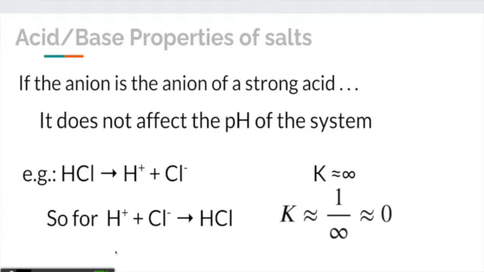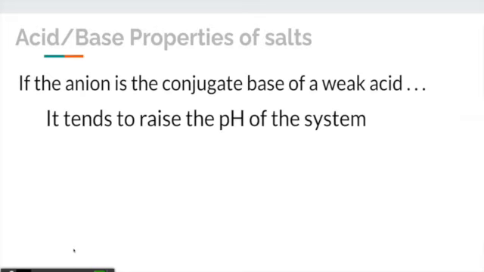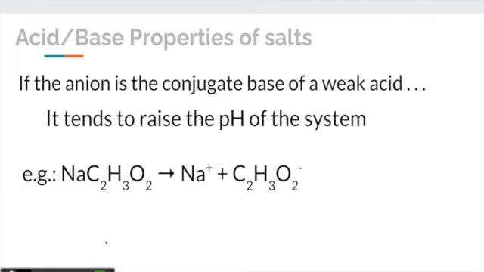So now we're looking at the effect that anions could have on a solution. If the anion is the conjugate base of a weak acid, because it's a base, that will tend to raise the pH of the system. So for example, sodium acetate, because it's a group 1 salt, will completely split up into sodium ions, which have no effect on pH. We know that because they are the cation from a strong base, sodium hydroxide.